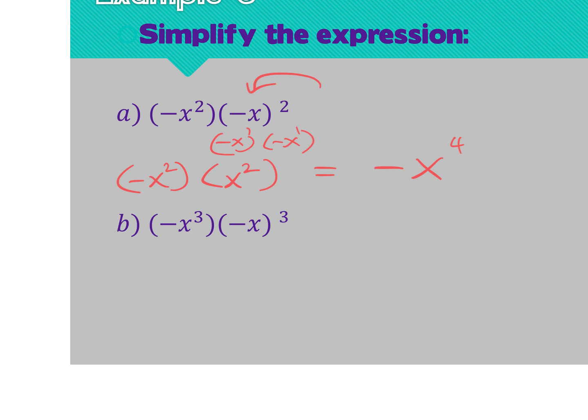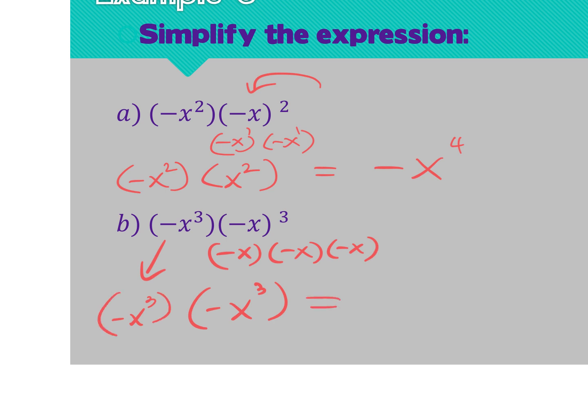Same thing on the next one. This is going to become really negative x, which will become negative x to the third. And then bring this one down, because it's already inside it. Now I'm going to multiply a negative times a negative, which becomes positive, and then add 3 plus 3. Always, always, always follow order of operations, and then do whatever you have to do next. So I did the exponent first, and then I went back and I multiplied.